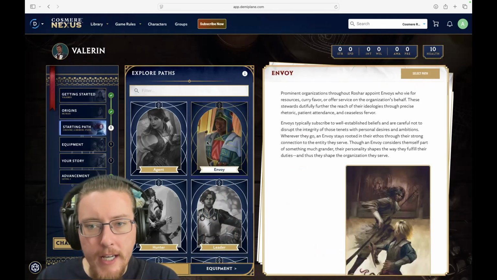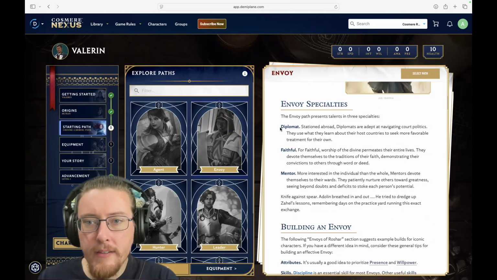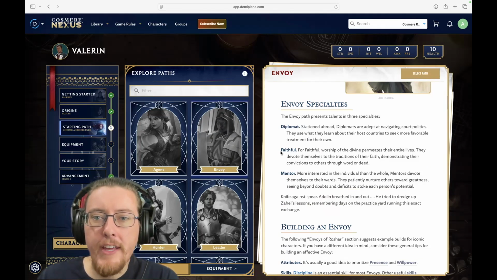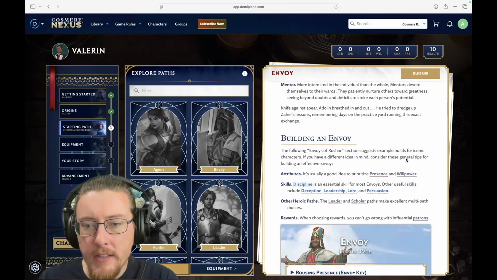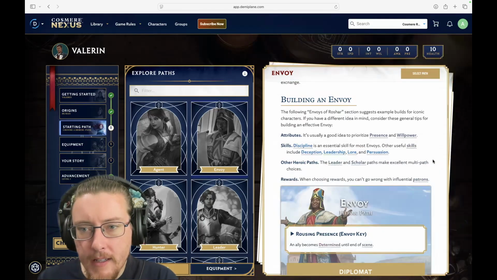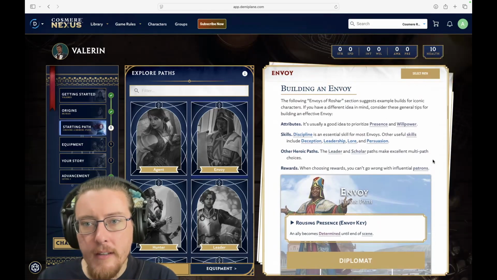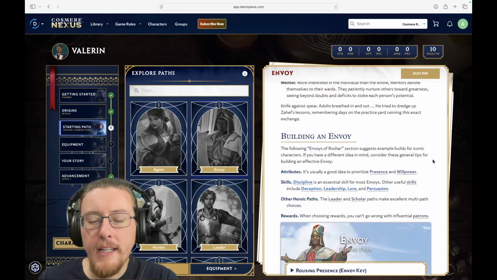The interesting thing, I believe, is that if you choose envoy and you start off with diplomat, you can still choose to take things in other envoy specialties as long as you follow the path. So let's select this path. It gives very clear suggestions on how to build an envoy and make a character useful.